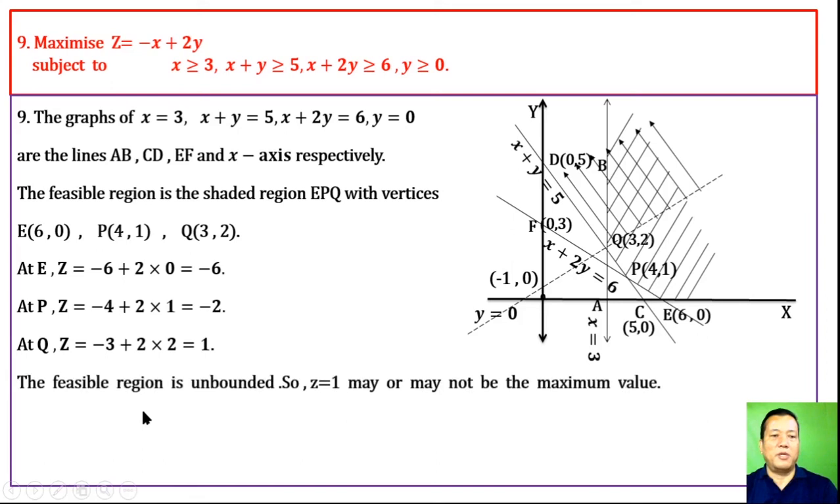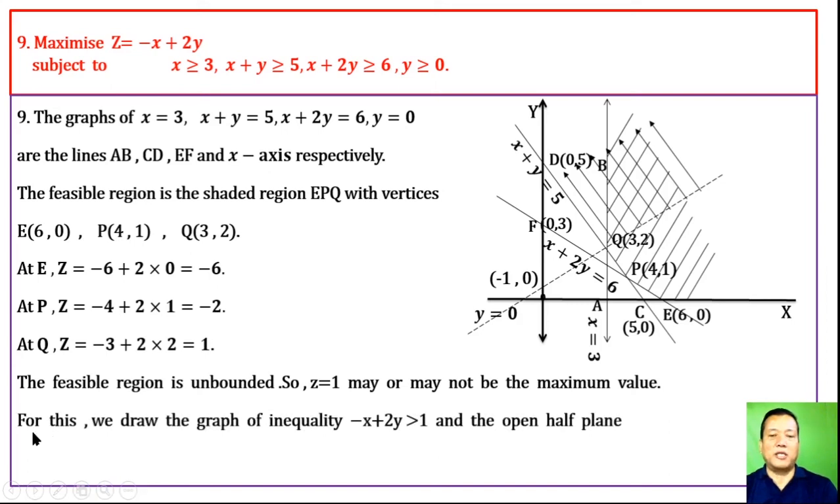Maximize. The feasible region is unbounded. So Z equal to 1 may or may not be the maximum value. Further, we need to test it.